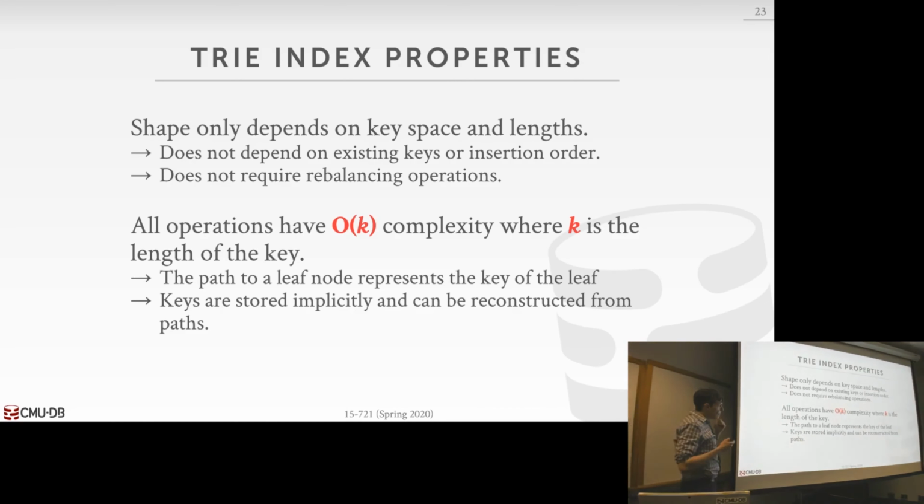So the keys will never actually be stored in their entirety, and so we have to recreate them by taking the path down. We get to the bottom, and we keep track of every digit we see along the way. Then we can put the key back into its original form.